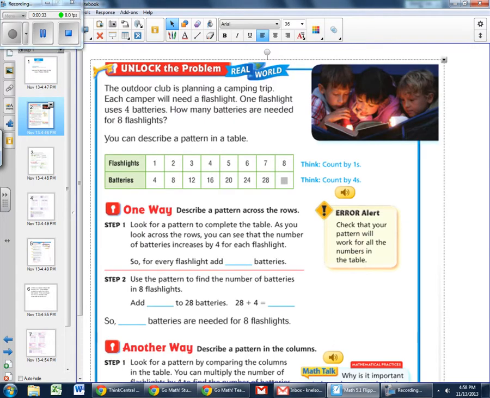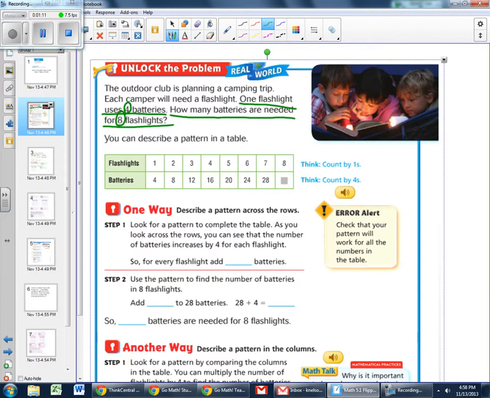If you look at page 181, the outdoor club is planning a camping trip. Each camper will need a flashlight. One flashlight uses 4 batteries. How many batteries are needed for 8 flashlights? So again, we're going to start by looking at what the problem is asking us to do. We need to find out how many batteries are needed for 8 flashlights. Go ahead and underline and circle that just so we can keep those numbers straight in our head. And one flashlight uses 4 batteries. So we know that we already have 2 numbers to help us solve these problems.